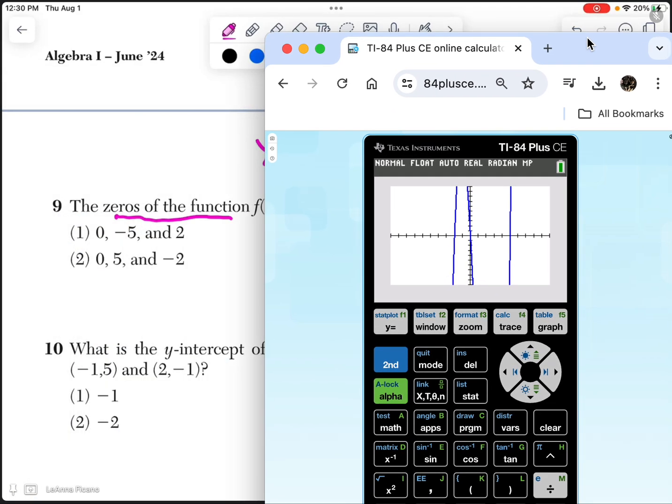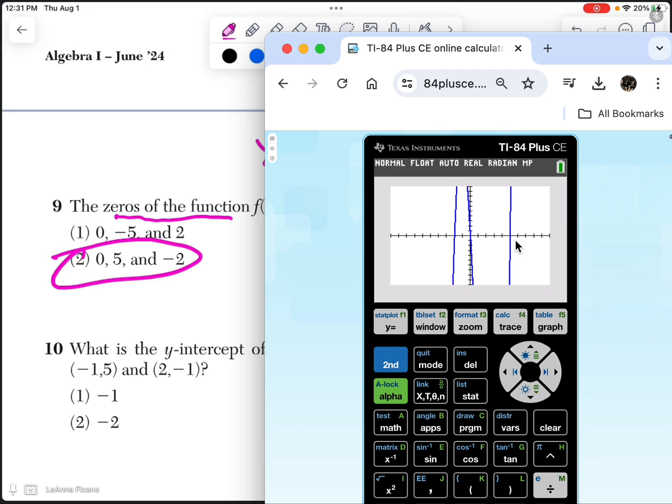And looking at it, because this graph is so easy to see, I can go, okay, well, it goes 2 to the left, so I have a -2, right? I have a 0 here, and then it also crosses the x-axis at 5. Okay, so that is this answer.